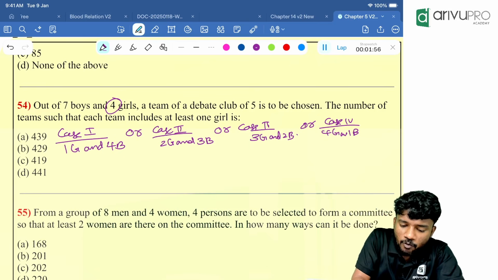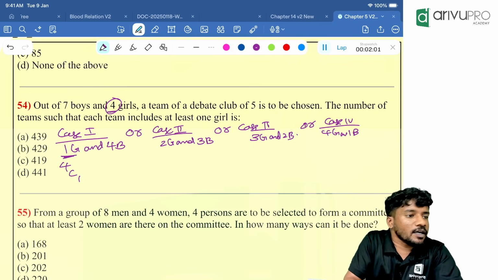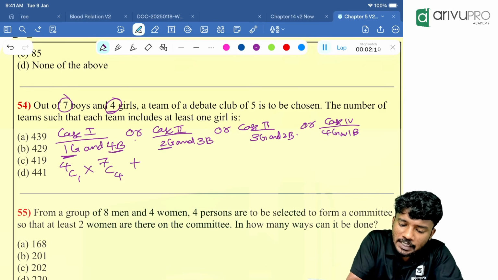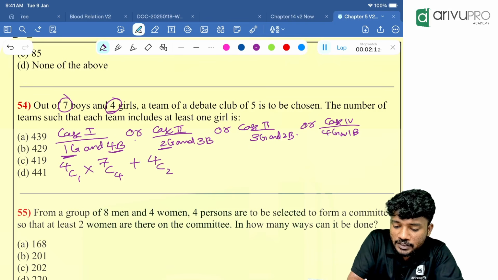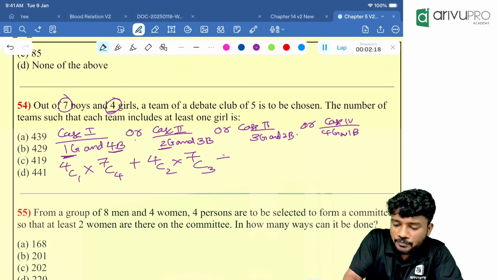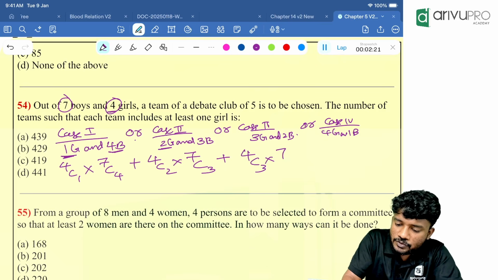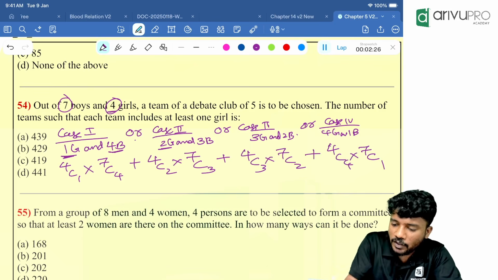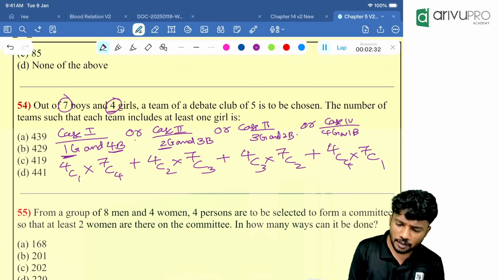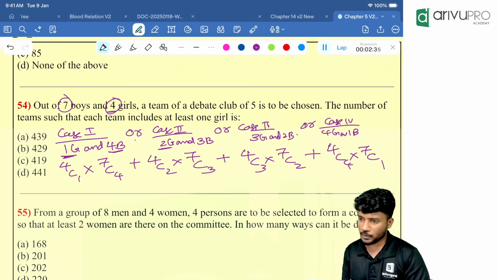Now, 1 girl should be selected from 4 girls. That can be done in 4C1 ways, into 4 boys selected from 7 boys, 7C4. Or means plus. 2 girls selected from 4 girls, 4C2, and 3 boys selected from 7 boys, 7C3. Then 4C3 into 7C2. Or 4C4 into 7C1. If you use the values, use your calculator, you will get the answer within a few seconds. Okay, this is one way of solving it.